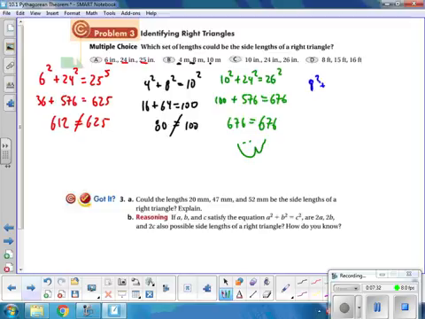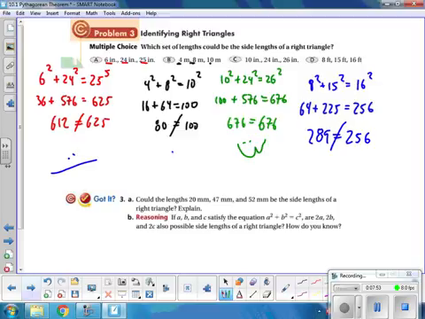So 8 squared plus 15 squared equals 16 squared. Let's see if we got two of these that work. 64 plus 225 equals 256. Add those together and I get 289 and 256. These are not equal, so it is not a right triangle, it is not a right triangle, it is not a right triangle. But this guy is.